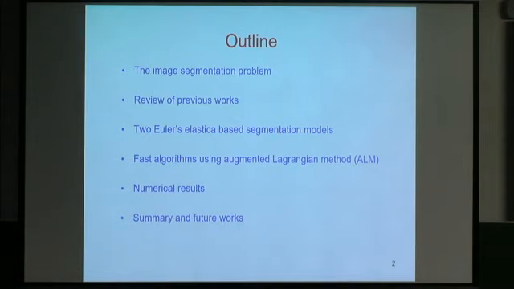Okay, so first let me quickly talk about the outline for this talk. I think the image segmentation problem is too old, but I still would like to mention it quickly so that you know what kind of topic I'm going to discuss. I would also like to review the previous works, and then one by one introduce the work using Euler elastica for segmentation. Then we will also discuss a faster algorithm, basically using the augmented Lagrangian method. Then we will present the results, followed by a summary and future work.